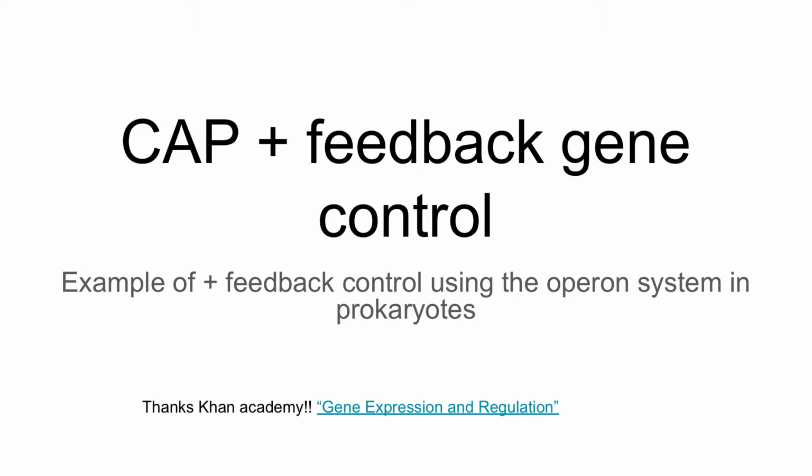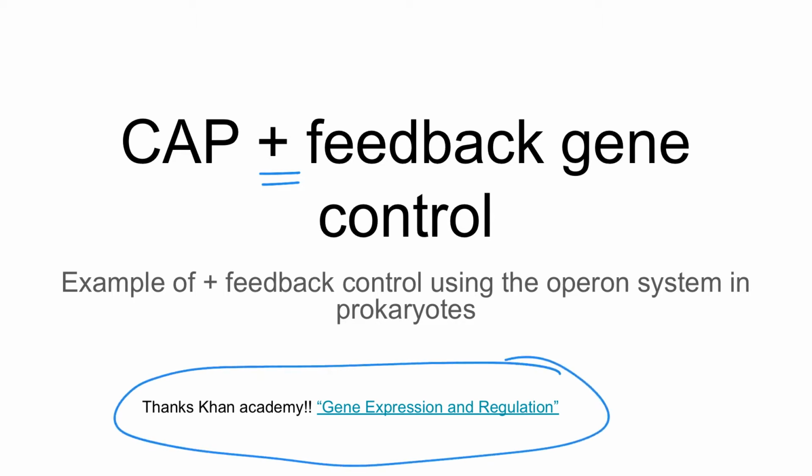So we're talking about the Operon system, and this is just a quick little screencast to talk about the CAP system, which is an example of what we call positive feedback control. That's going to be different than what we see in the Trp and the Lac Operon systems, where it's negative feedback control.